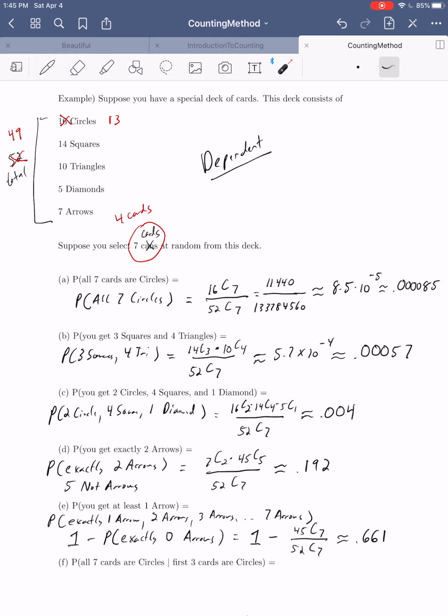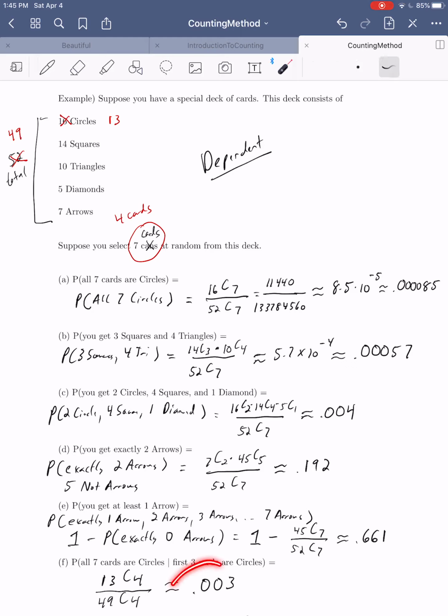So let's calculate that. We want them to all be circles still, but we only need to choose 4 cards from 49, and we only have 13 circles to do that. That should be 13C4. Only 13 circles remain, and we need to choose 4 of them, divided by 49C4. If we do that on our calculator, 13C4 divided by 49C4, you should see that that's about 0.003.